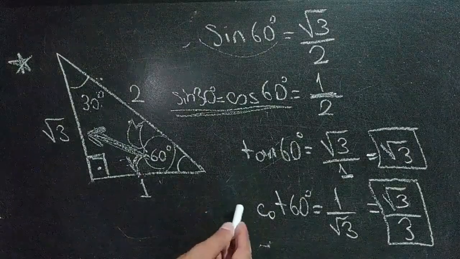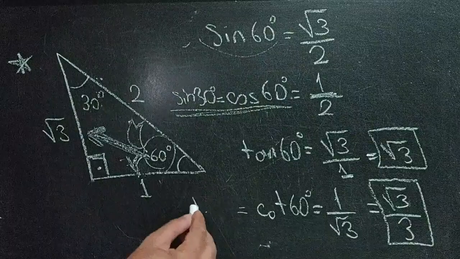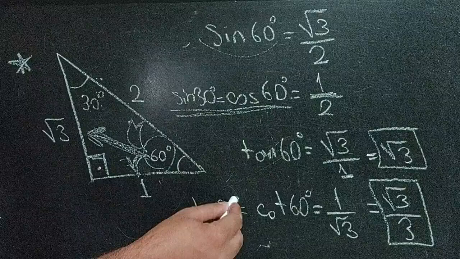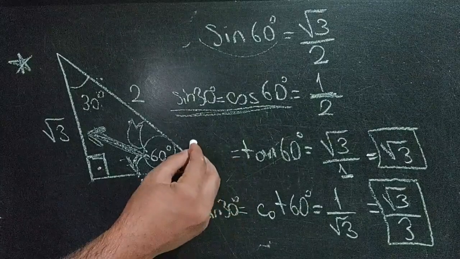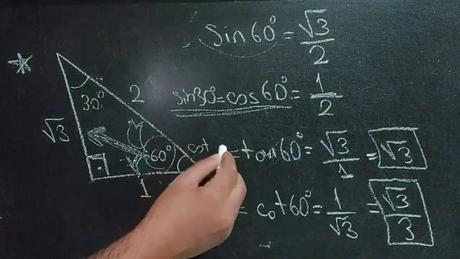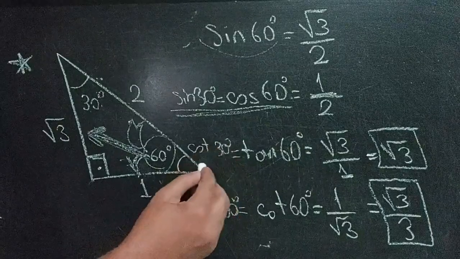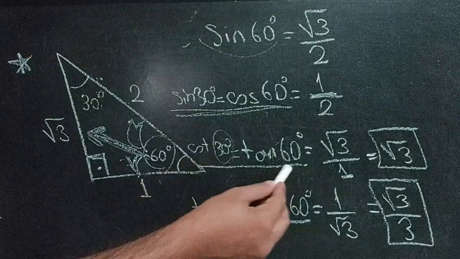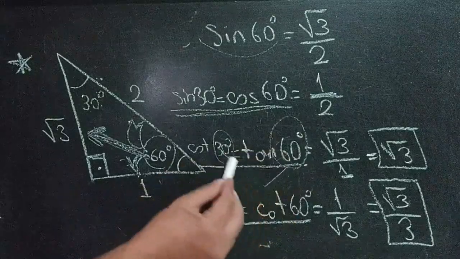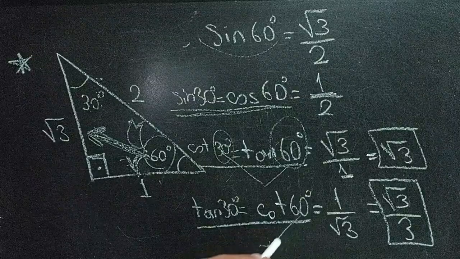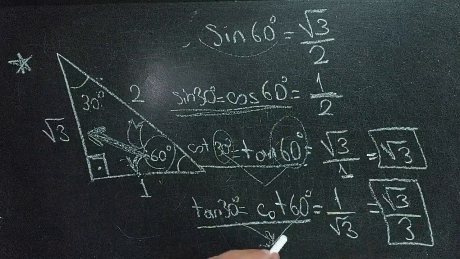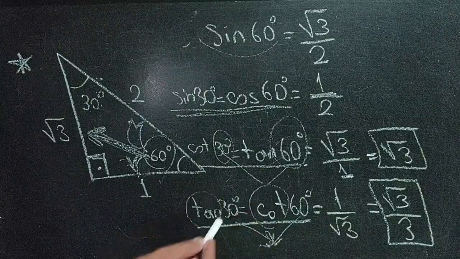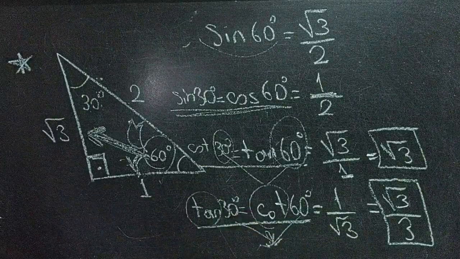If you remember, this was tangent 30 and this one cotangent 30. So they are the same. Why? Because 30 plus 60 is going to be 90 degrees. If they are complementary to each other, adding up to 90 degrees, they are going to be the same: cotangent 60 and tangent 30.